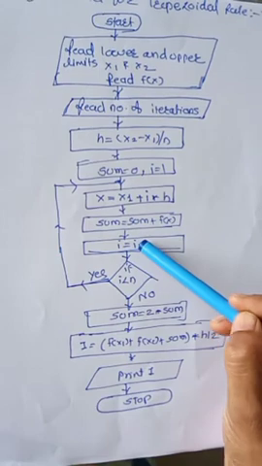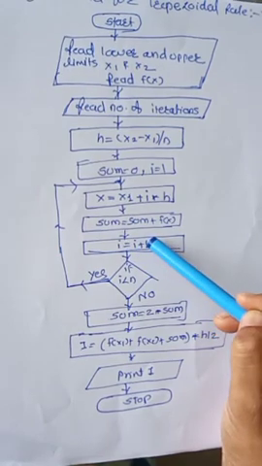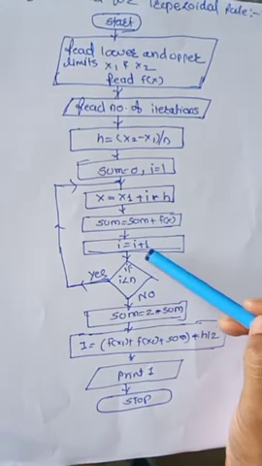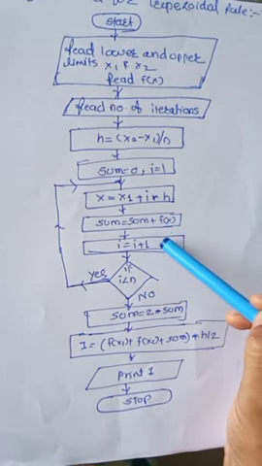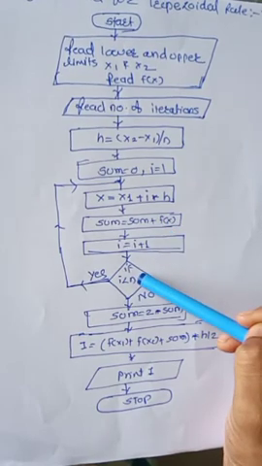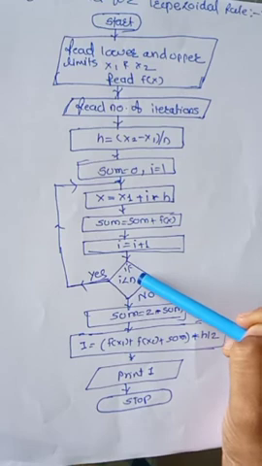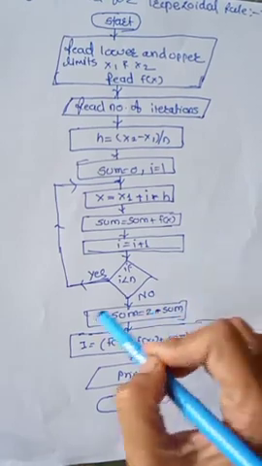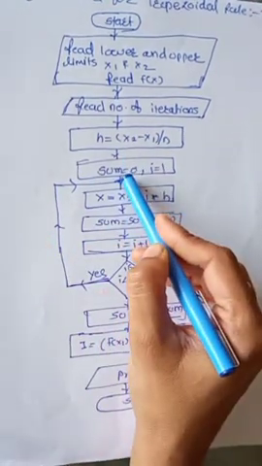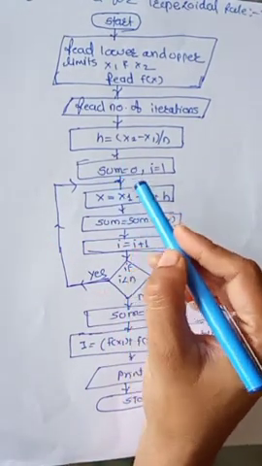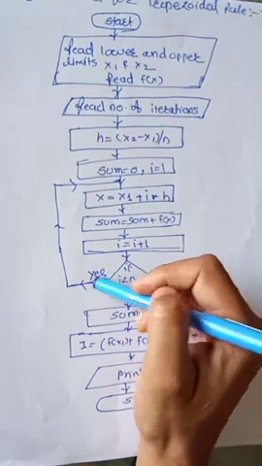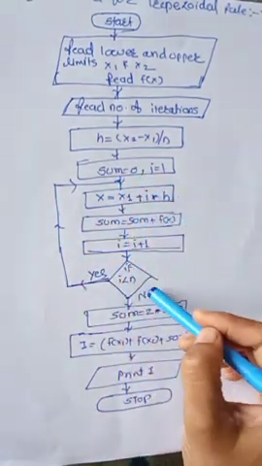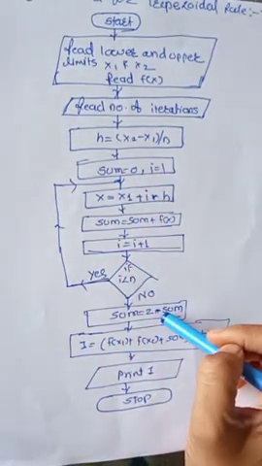Now increase the value of I. This value will be increased. After increasing this value, you have to check whether I is less than n or not. If it is yes, then move to the previous step. If the condition is yes, then you have to move here. If the condition is no, then you have to move to the next step.